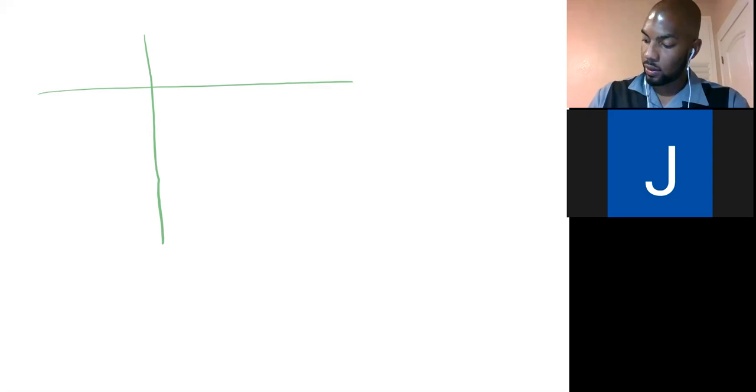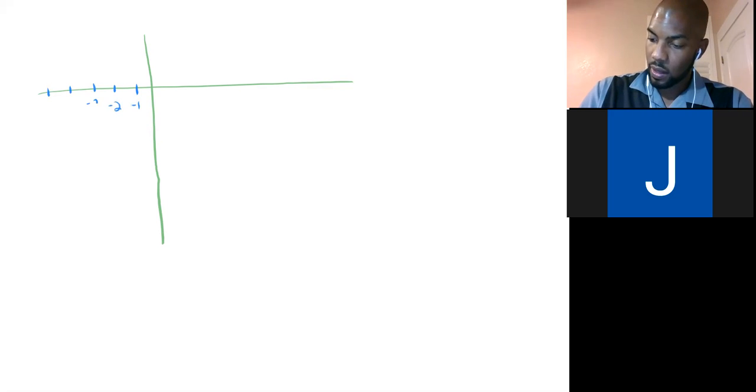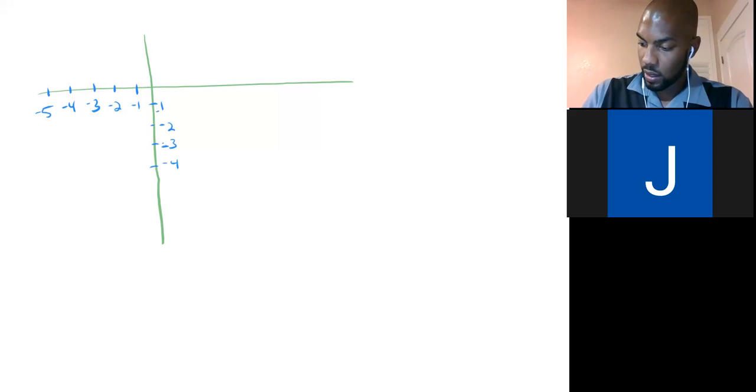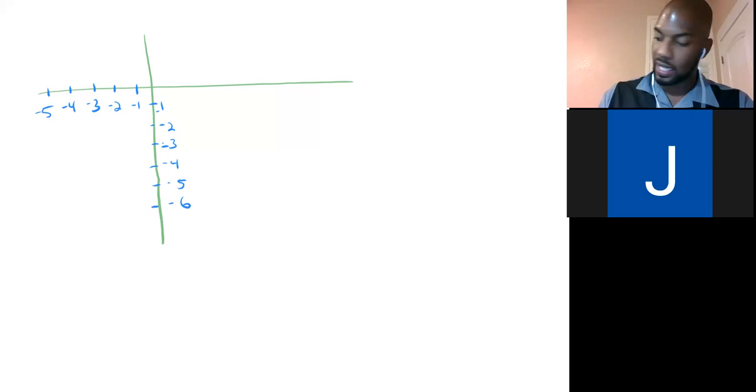So let's draw that now. I'll draw this one in blue. So 1, -1, -2, -3, -4, -5. And we'll go down 1, -1, -2, -3, -4, -5, -6. My first point is -4, -3, so I go to the left 4 and down 3. That puts me right here.